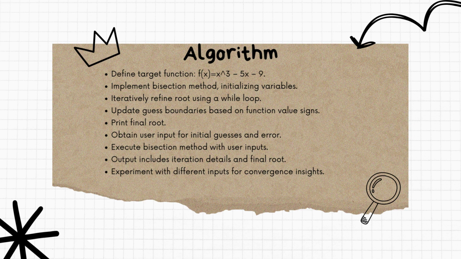Fourth, we ask our user for the input values for initial guesses and the error we are willing to tolerate. Fifth, we execute the bisection method. The algorithm runs with these inputs, showing us the step-by-step process and the final approximation of the root. I encourage experimenting with different inputs to see how they affect the convergence process.